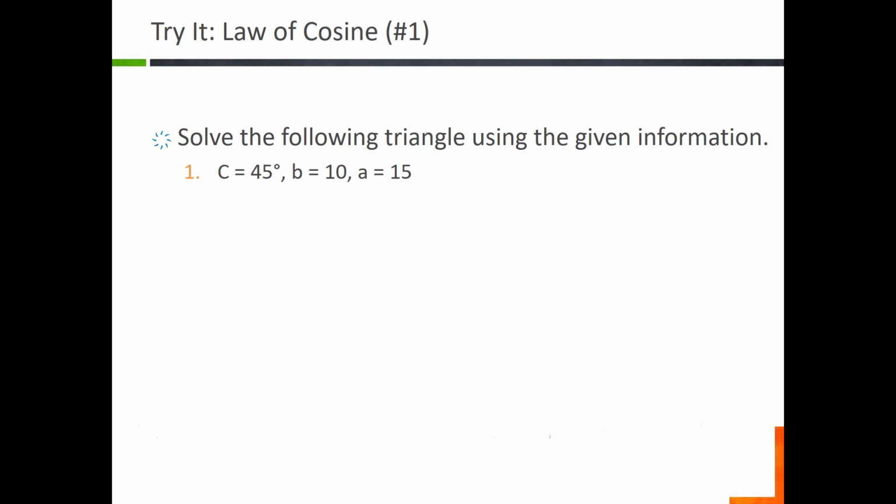So we want to solve a triangle. We are given angle C is 45 degrees, side B is 10, and side A is 15. And again, we can draw kind of whatever triangle we want. I'll just do a triangle similar to what we were looking at in our last lesson. So it's triangle ABC, where A is bottom left, B is bottom right, and angle C is the top angle. So side A is opposite angle A, side B is opposite angle B, and side C is opposite angle C. And so we're told that angle C is 45 degrees. We are told side B is 10, and side A is 15.